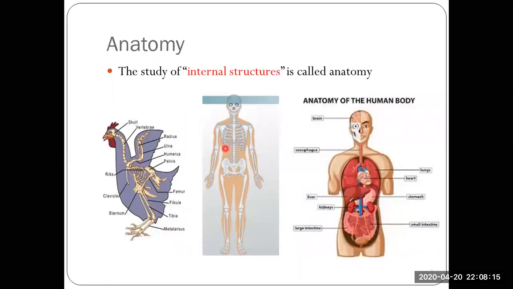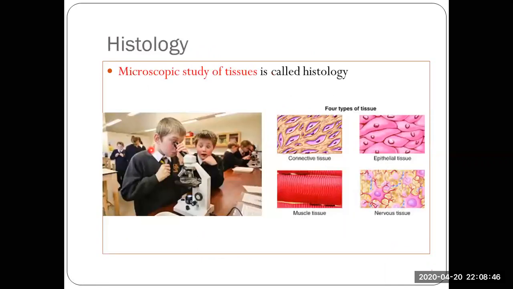Anatomy is the study of internal structures of living organisms. Hence in anatomy we will be studying the structures of the human organ system. We can study the structure of the heart, the skull, the brain, and we shall also be studying in anatomy the skeleton of a human or the skeletal system of a hen. All the internal structures are studied under anatomy.